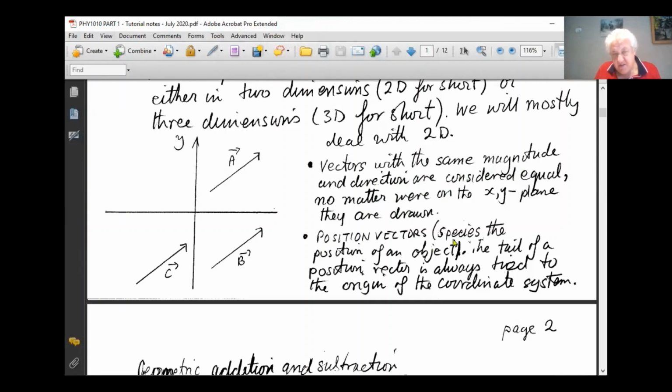Position vectors, these specify the position of an object. I think my spelling went a bit astray there. It should be specifies the position of an object. The tail of a position vector is always tied to the origin of the coordinate system. Let me go to the whiteboard just to emphasize what I have just said.